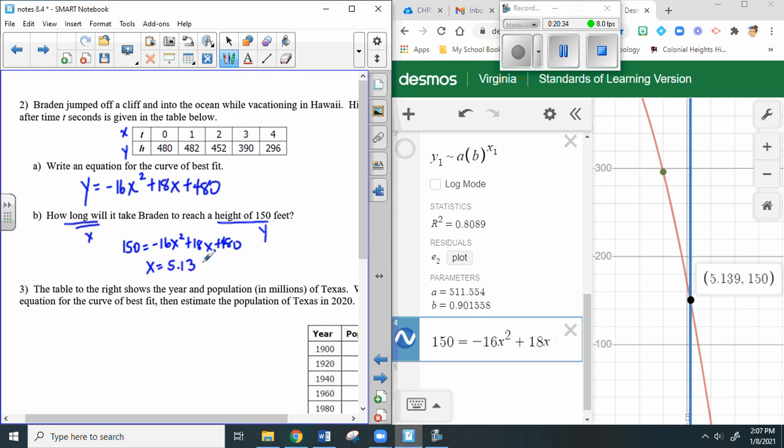And so that means it takes 5.139 seconds to reach a height of 150 feet. Okay. All right, now just got two more.